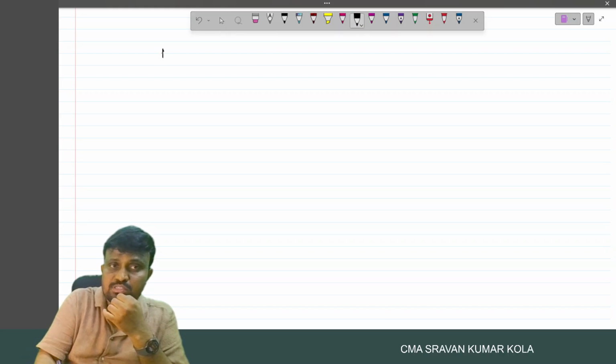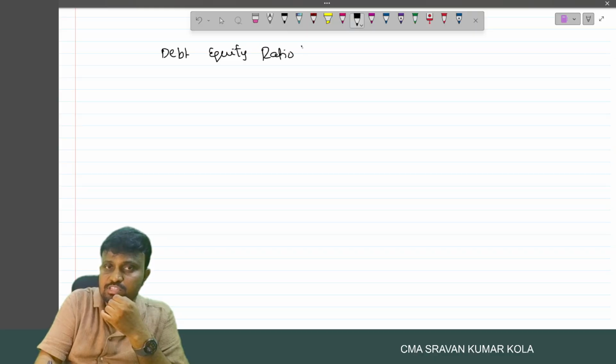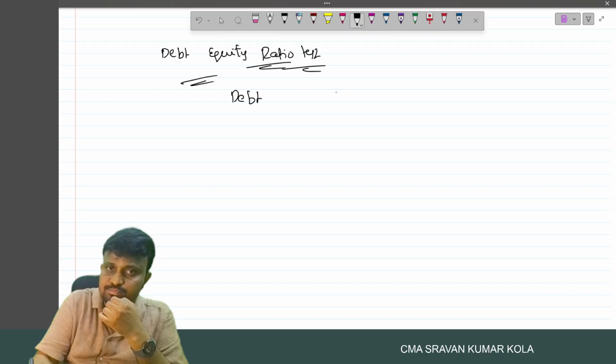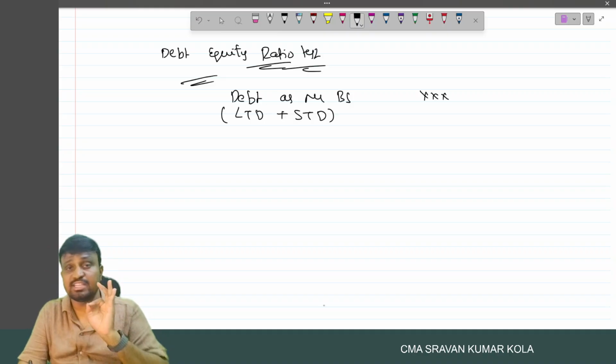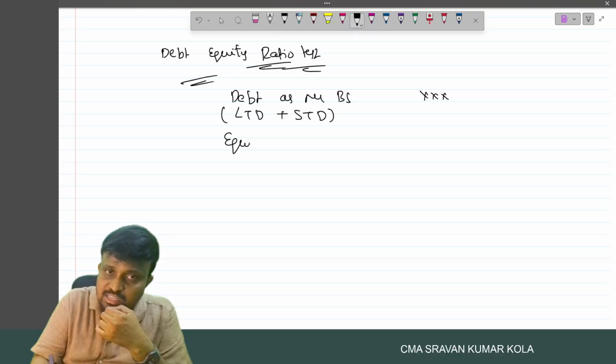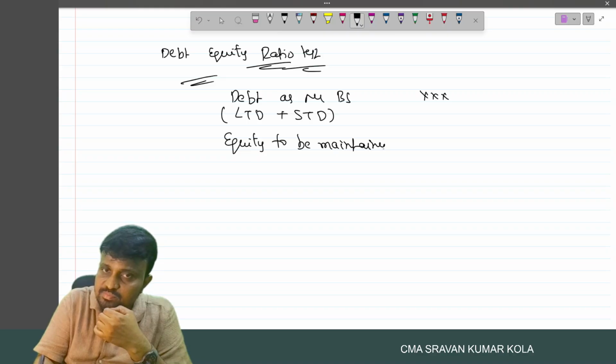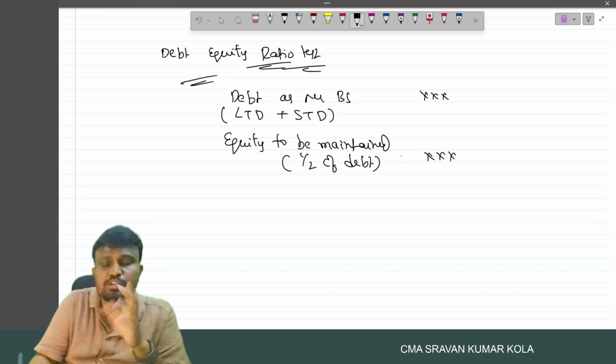So as per the debt equity ratio test, first consider what the debt is as per the given balance sheet. Here debt means long term debt and short term debt; both are covered under the debt. And what is the equity to be maintained? Nothing but half of the debt, that is debt into 1 by 2.